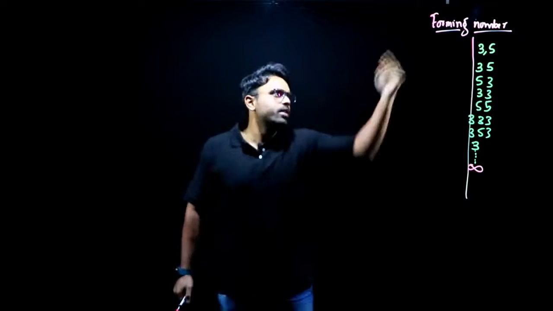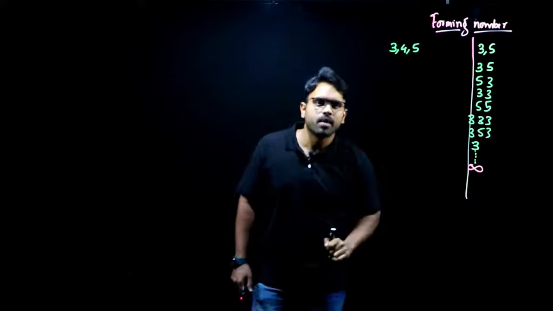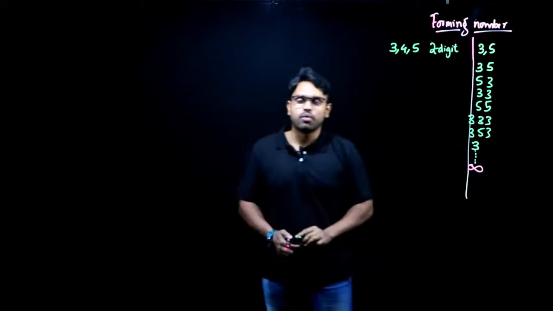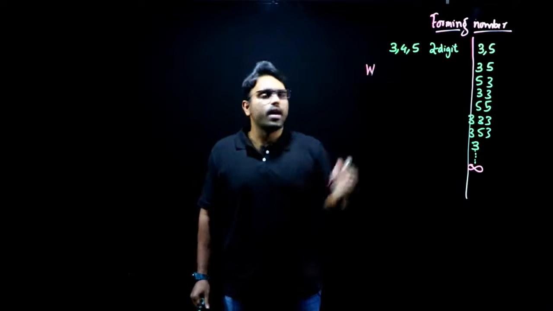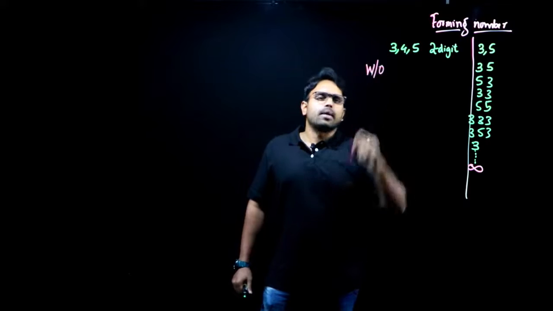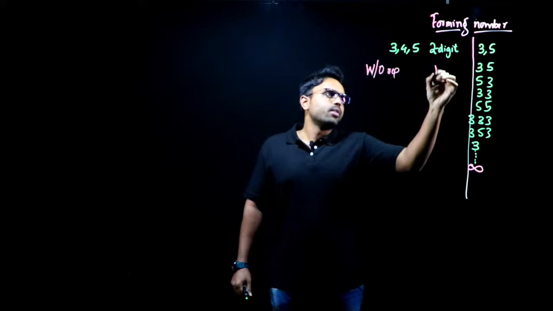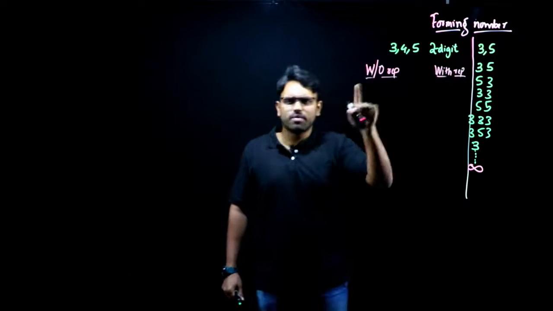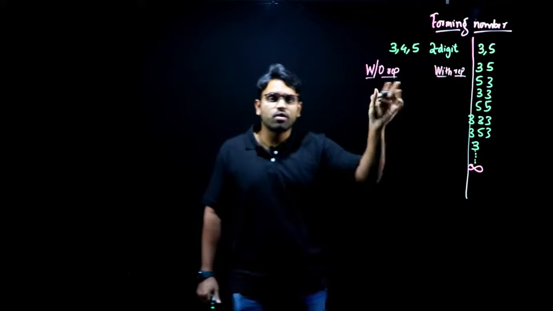But now I'll tell you that I have 3 digits, 3, 4 and 5, and I'll ask you to form a 2-digit number. This time I'll also tell you another condition, where you cannot use a digit again, that is, without repetition, and with repetition. In your examination you will be asked either one of them. Do not panic. I'm trying to solve both the cases.